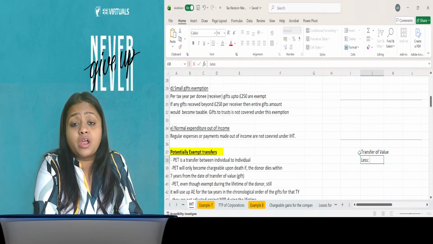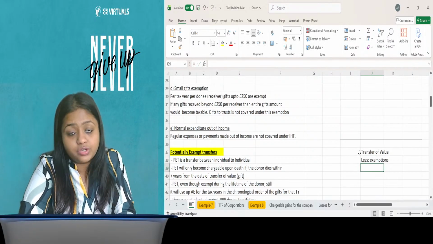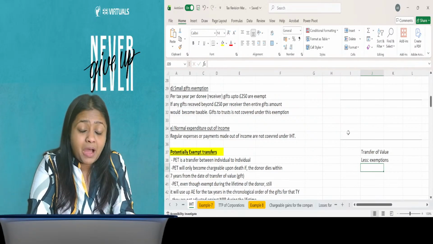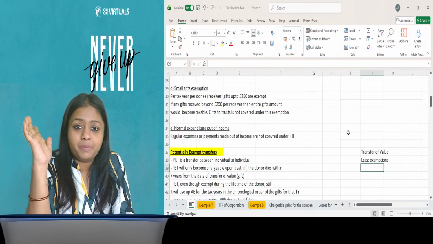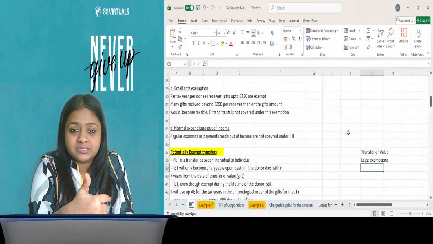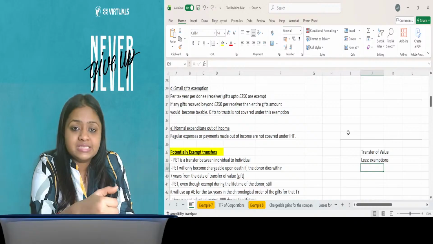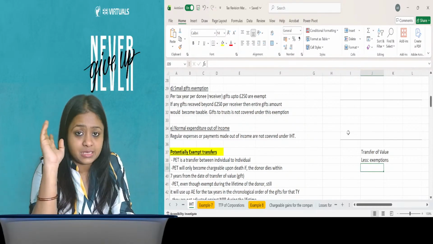Now from this, you're allowed to reduce certain exemptions. Which exemptions are you allowed to reduce? Number one, spouse to spouse transfer or civil partner to civil partner transfer is exempt under IHT. So whether the person dies or is alive, it will never be subject to IHT. That is the spouse exemption.